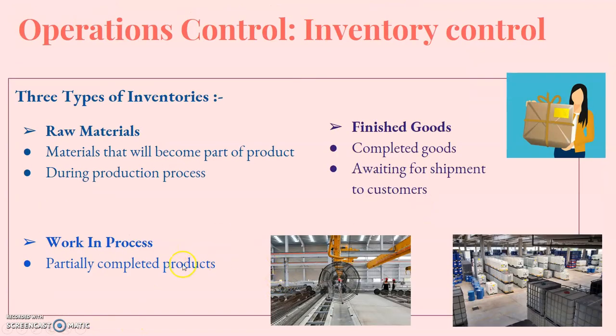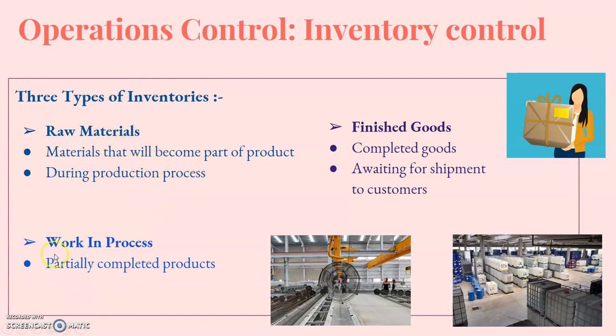Next is inventory control. Inventory is your stock. There are three types of inventory. The first one is raw materials. Raw materials are like wood before it becomes furniture, or sand before it becomes glass. So raw materials will be part of the product, and they need to be processed.